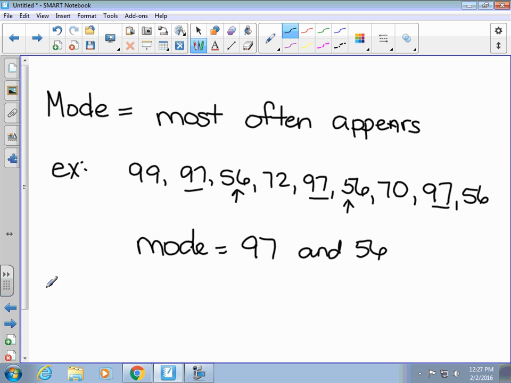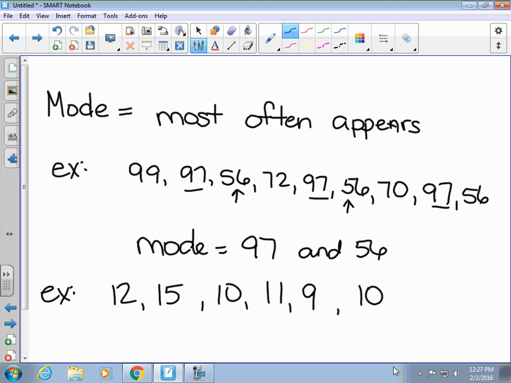Okay, now, what if I have this? 97. Do I have a mode? No, I don't have a number that repeats more than any other number. So there is no mode. All of them repeat one time, so I have no mode. It would change once I added this. Now what's my mode?